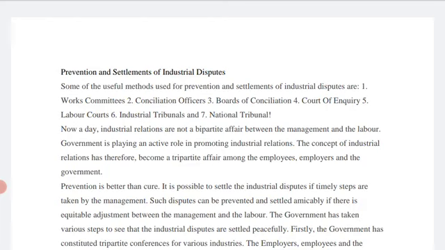Whenever we consider all these things, what is important? If the employer as well as employee enter into conflict, what will happen then? Yes, the whole industry will be disturbed due to this.